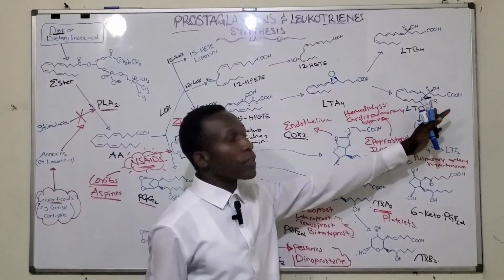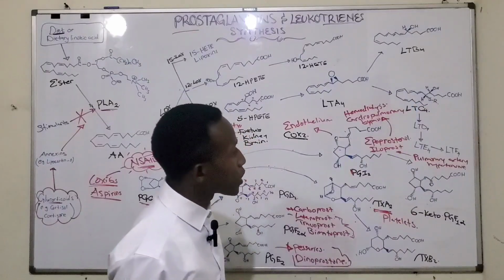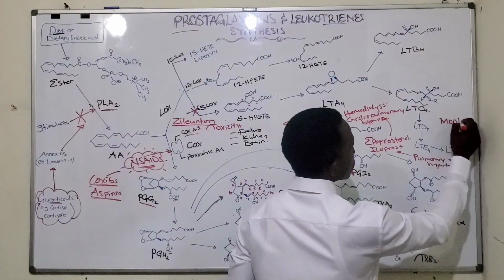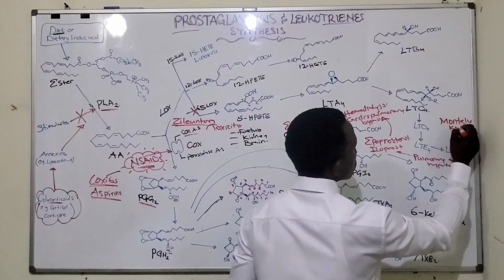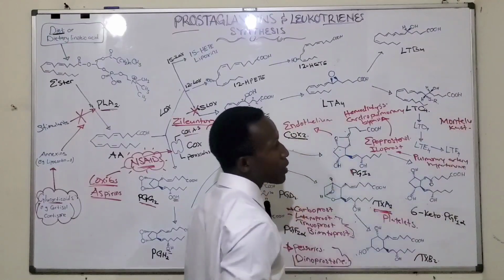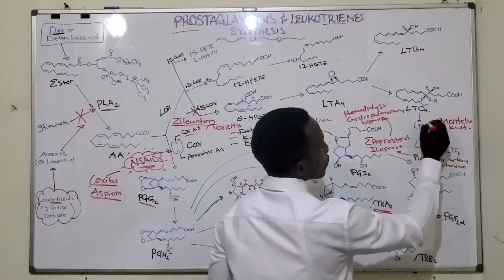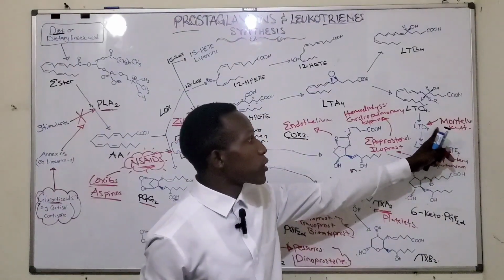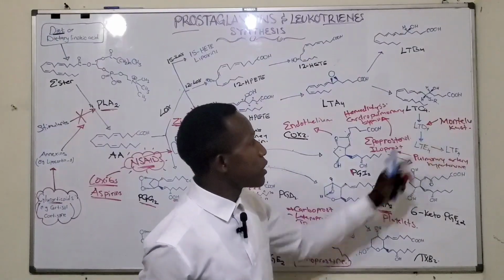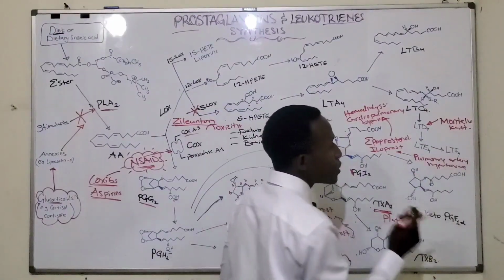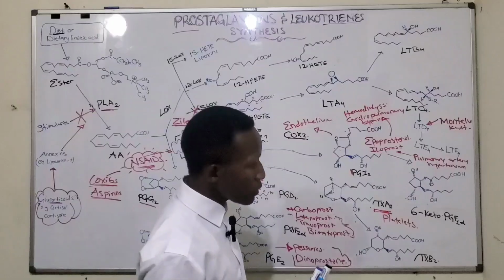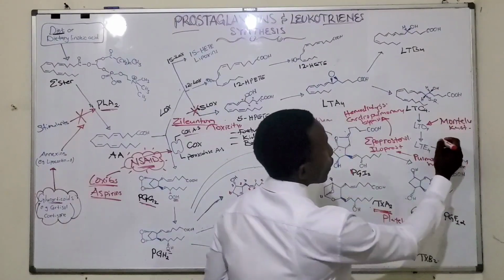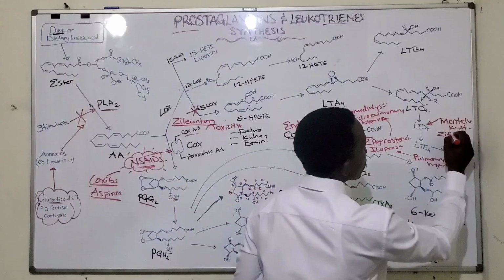Now, there are some other drugs or alternatives. For example, we have montelukast. This drug is a leukotriene D4 antagonist, meaning that this drug can be used in management of asthma. We have also zafirlukast.